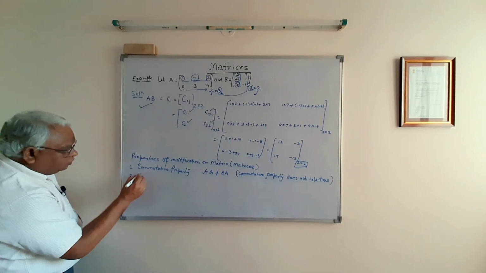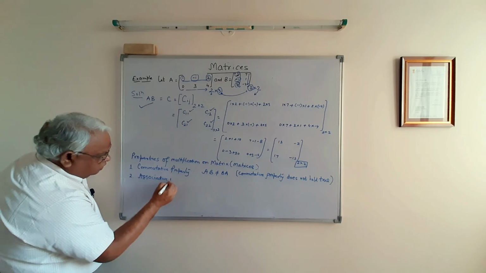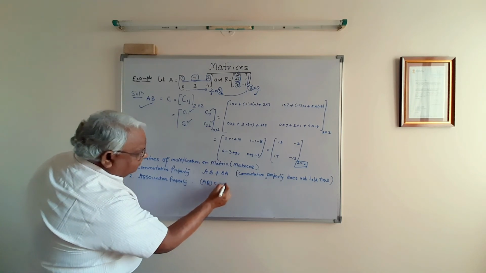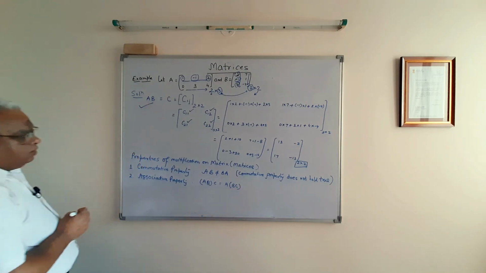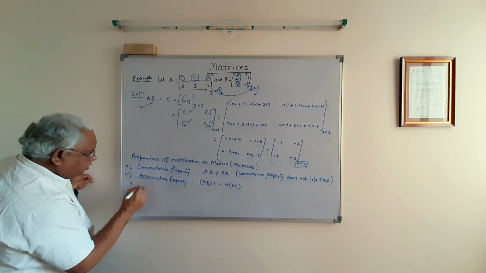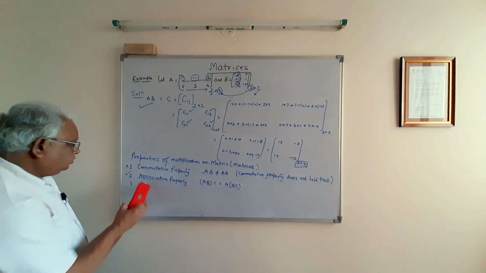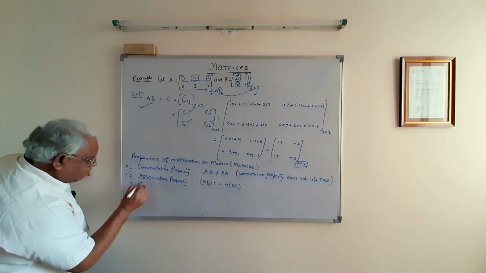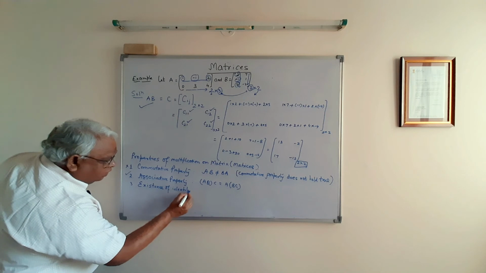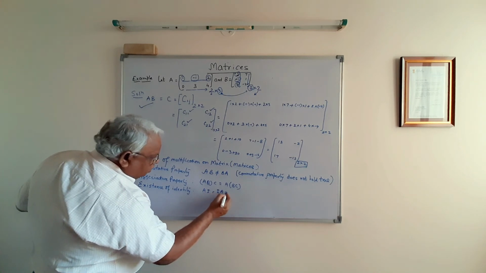Number two, associative property. (AB) into C is equal to A(BC). This holds true. Third, existence of identity. AI is equal to IA is equal to A.